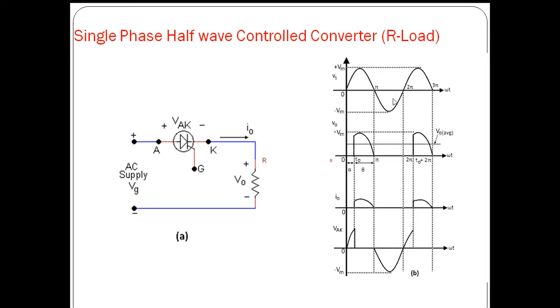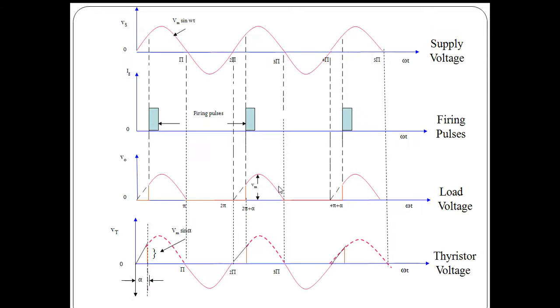Once the total cycle is completed, from 2 pi onwards, the thyristor is again forward biased. But the device is in off condition, so even though it is forward biased, the device won't conduct and there is no output voltage. The supply voltage will appear across the thyristor. Once you fire the SCR, it will conduct again and the process repeats. So this is how the single phase half wave controlled converter operates for resistive load.